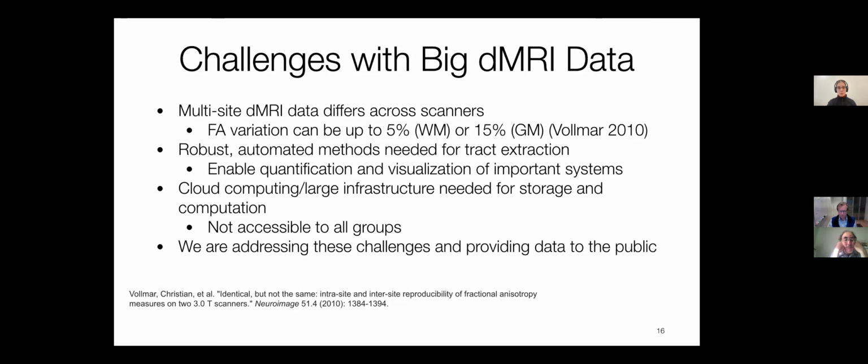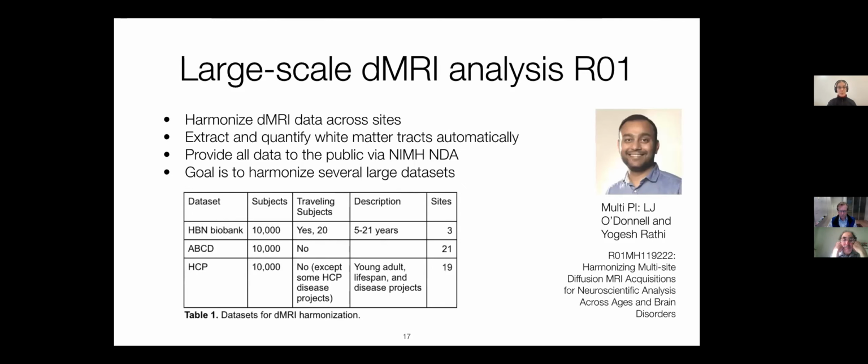So we have a new R01, a couple of years old, that we're working on addressing these challenges and basically providing the data we extract back to the public. The summary of our ongoing project is that this is a multi-PI project. My co-PI is Yogesh Rathi. You can see his picture over there on the right. We have a couple of goals. We plan to harmonize diffusion MRI data across the sites, extract and quantify white matter tracts automatically, and provide all of this data back to the public via the NIMH NDA, which is the NeuroImage Data Archive. Our goal is to harmonize several large data sets. As you can see in the table below, so far we've begun with the ABCD data set, and that has 21 sites and approximately 10,000 subjects.